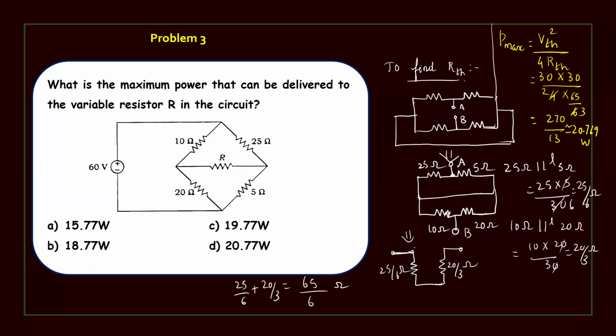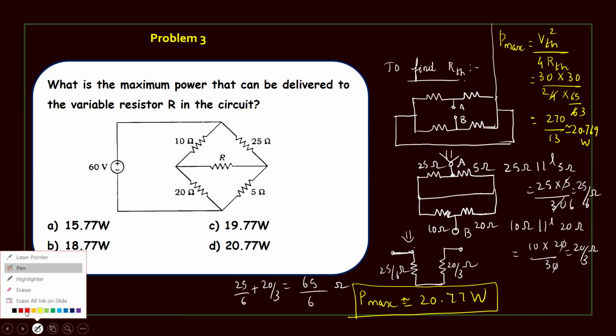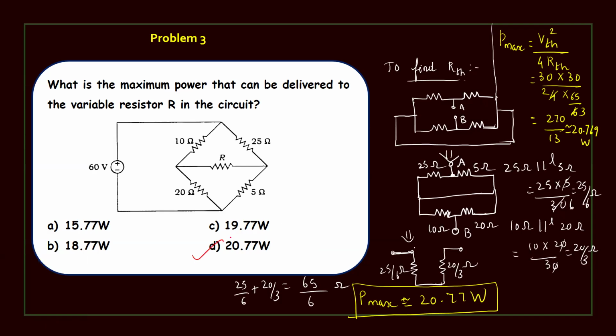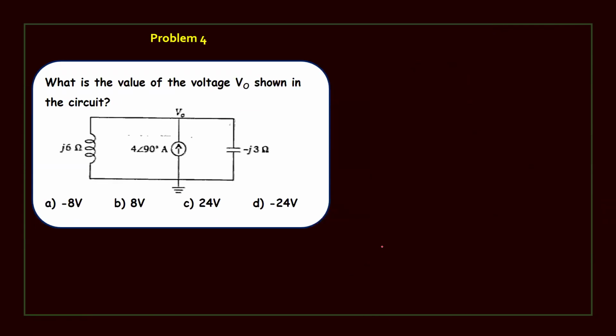Now let me search for the option. In option D, 20.77 is given. So we conclude P max is approximately 20.77 watts. Maximum power is delivered when RL equals RThevenin, so the maximum power delivered is 20.77 watts. Option D is the correct one for the given problem. This question is under the maximum power transfer theorem. Let me solve the next problem.